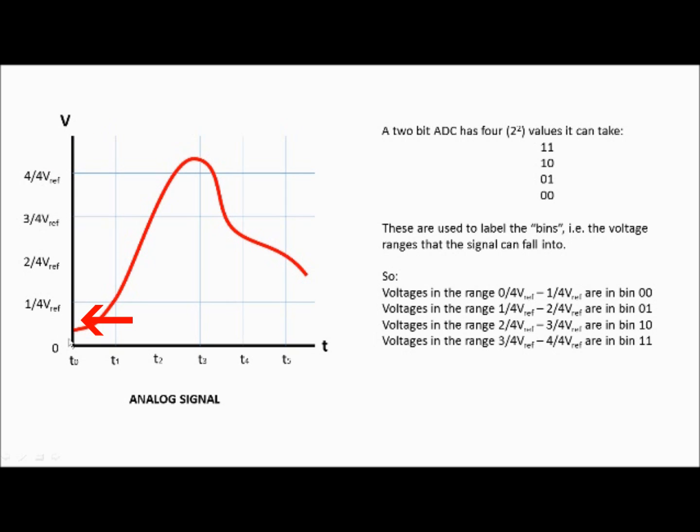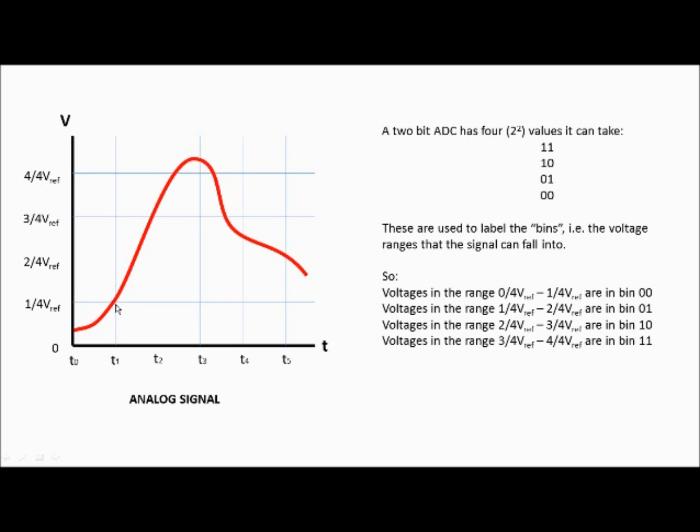So this is Vref, and we just split it up into 4 equal parts. The first bin would be from 0 volts to 1/4 of the reference voltage. The next bin would be from 1/4 to 1/2 the reference voltage. The next would be from 1/2 to 3/4, and the last would be from 3/4 up to the full reference voltage. What the ADC module does is it takes the voltage at the time you specified, and it figures out which bin it falls into.